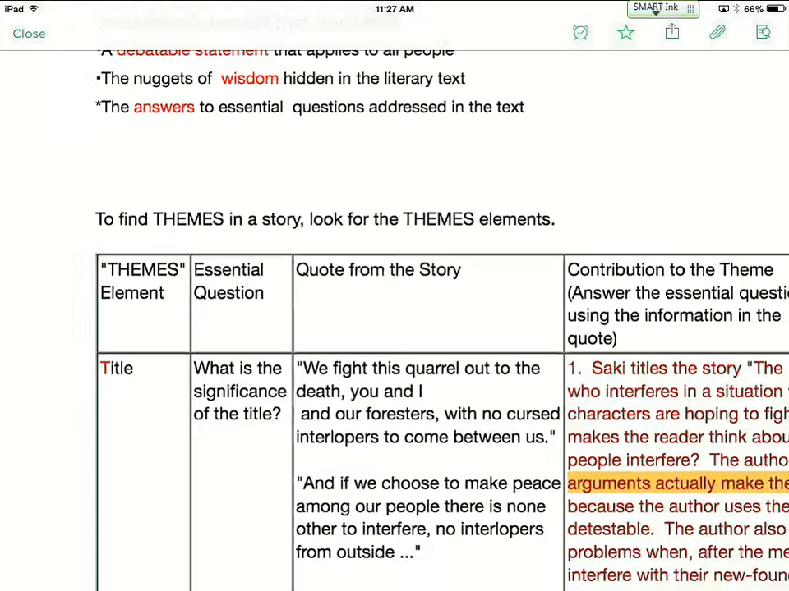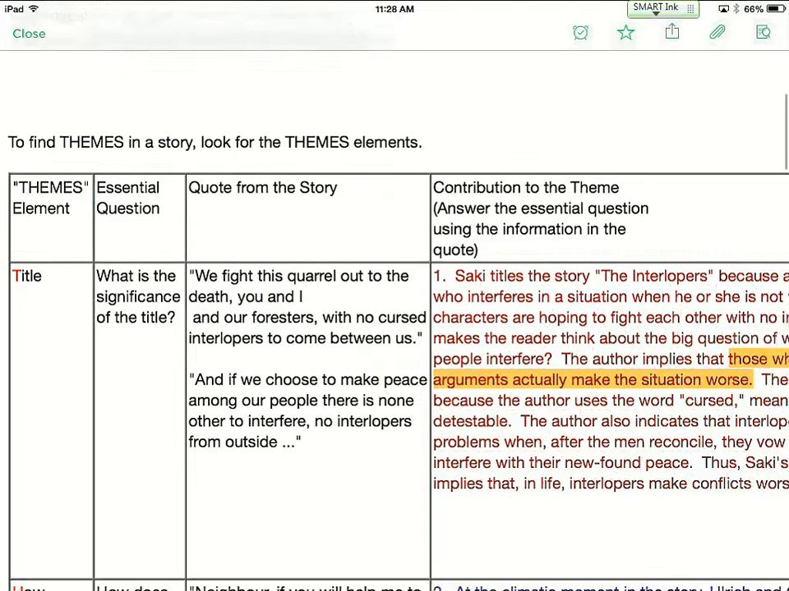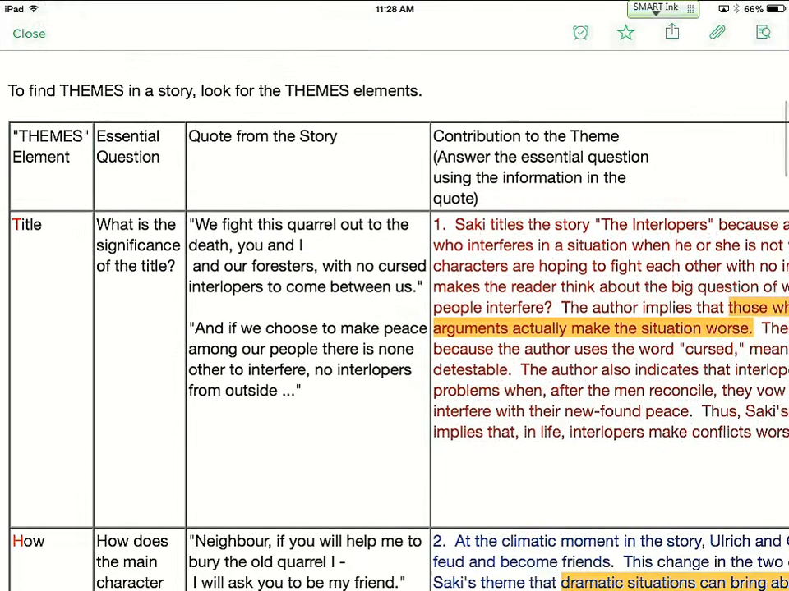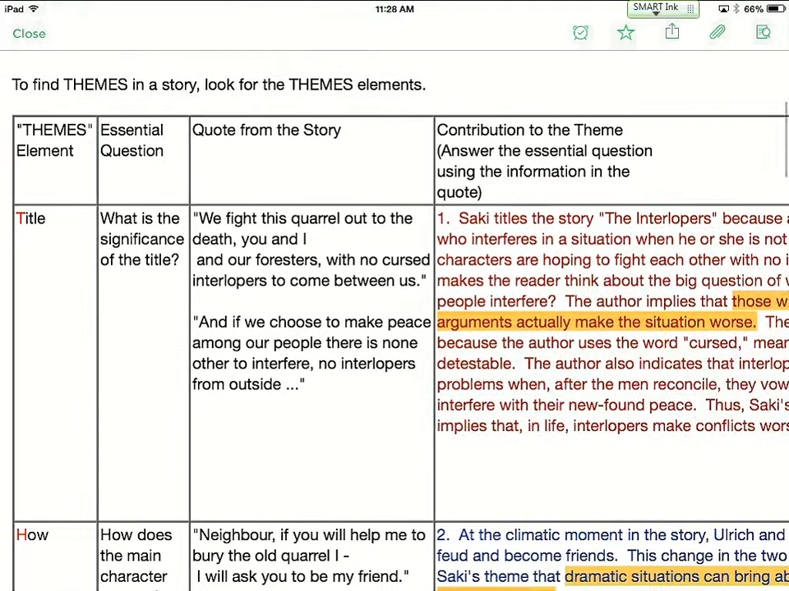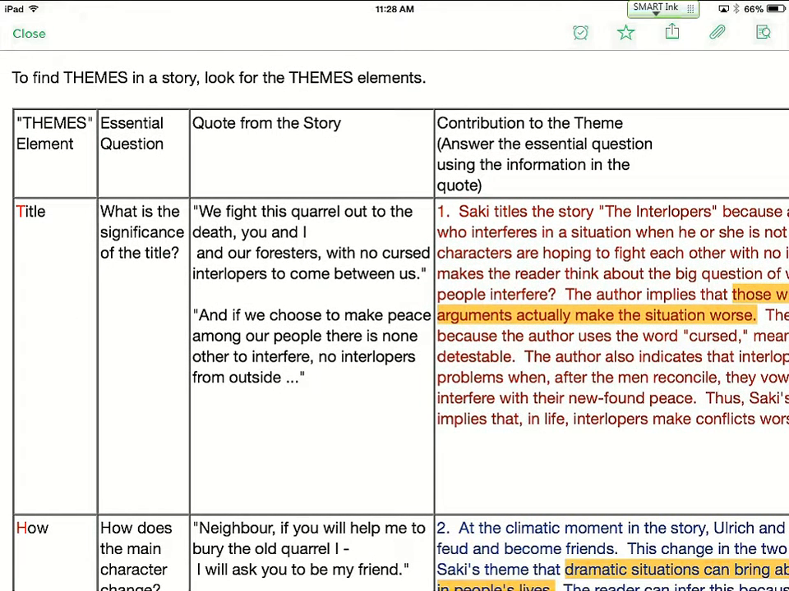Theme is not merely plot. Theme is what the author says through the plot. When we look for theme, we look for T-H-E-M-E-S: Title, how the characters change, the emotions in the reader, the mood, the enduring theme statement, and symbolism.